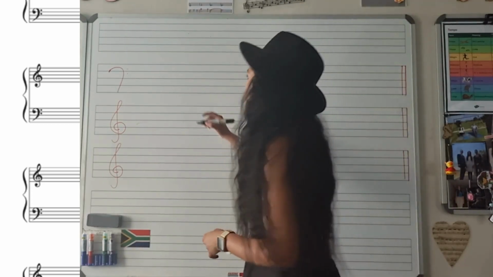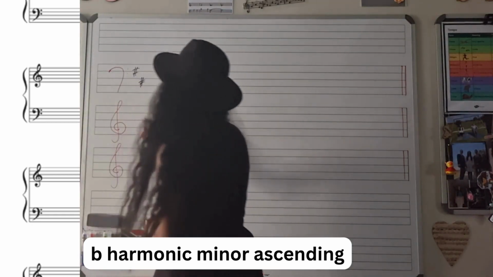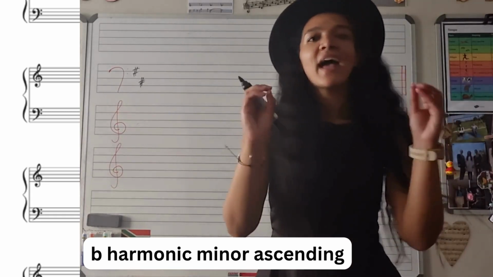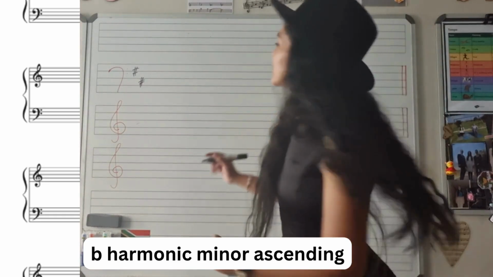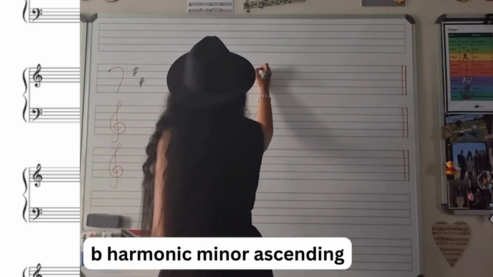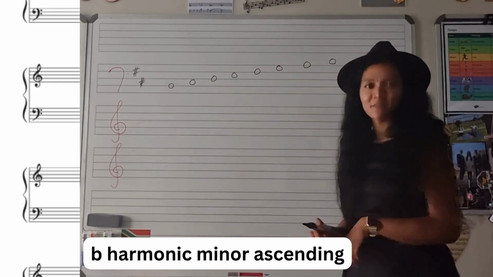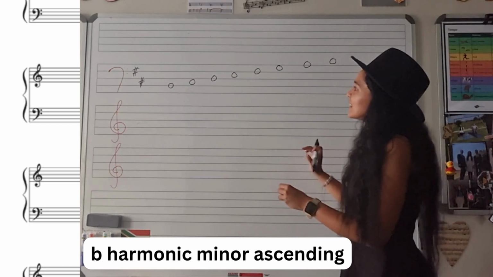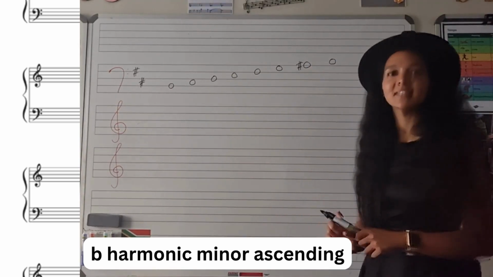So B minor has 2 sharps, F sharp and C sharp, and then we can just go ahead and write our B, and we can write our 8 notes up. So we're going to find B, and we're going to write 8 notes up. Make sure that you touch every line and every space, and you need 8 notes of course to make a scale. Then we have to raise our 7th degree, which is on A in this case.